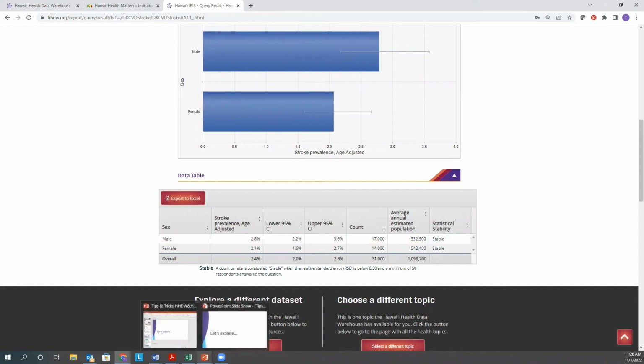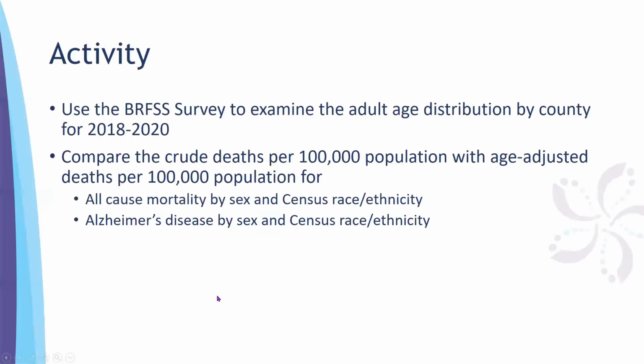So now I am going to give you a moment to run an activity on your own to take a look at using the BRFSS survey to examine the adult age distribution by county, and then also to compare the crude death rates per 100,000 population with age-adjusted death rates per 100,000 population using the all-cause mortality by sex and census race ethnicity and the Alzheimer's disease by sex and census race ethnicity.